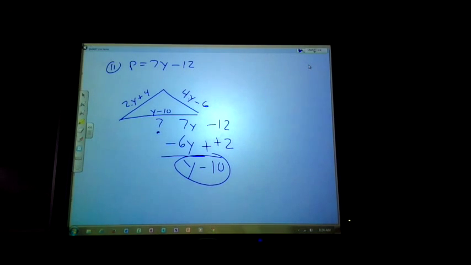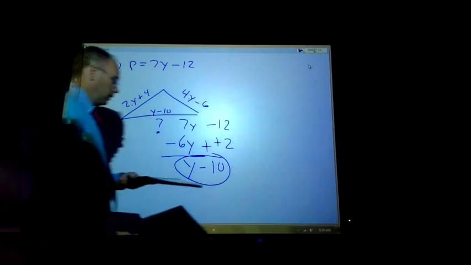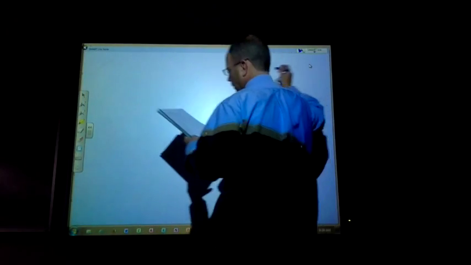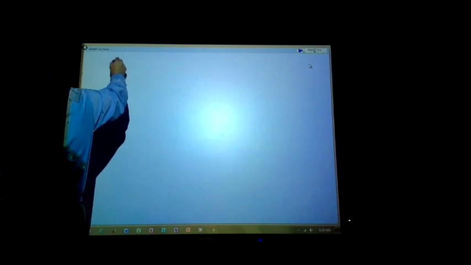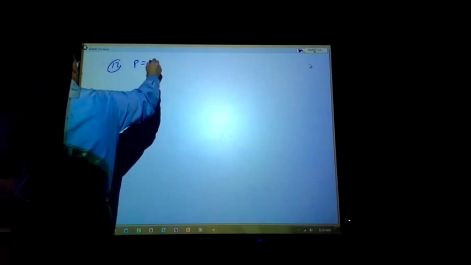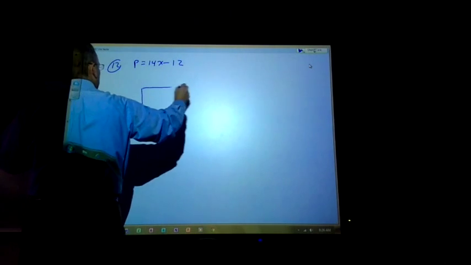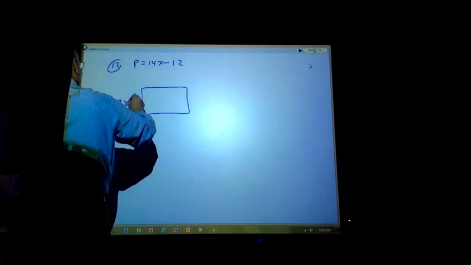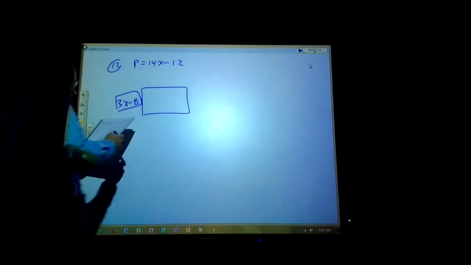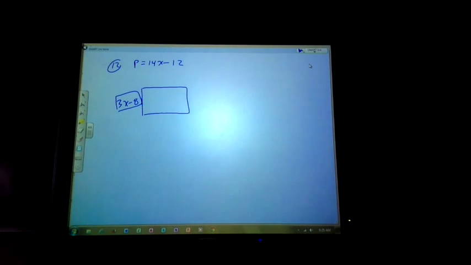And then they tell you, number 12 says, given a rectangle with perimeter 14x minus 12, if the short side measures 3x minus 8, what is the length of the other side? Okay? So number 12, they say that the perimeter is this. If this is 3x minus 8, what else is 3x minus 8? The other side.